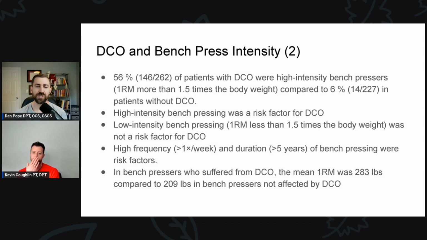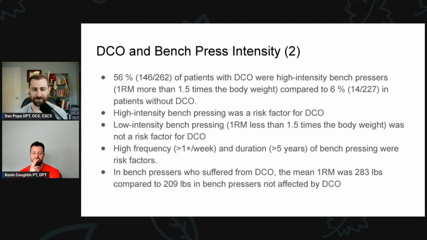So 56% of the patients in the study, there were 262 patients with DCO, were high intensity bench pressers. And they defined high intensity bench pressers as having your 1 rep max more than 1.5 times your body weight. So if you weigh 200, you're a beefy 200-pound male, and you can bench press 300 plus pounds, your likelihood of DCO went up a little bit. Pretty dang sad. Compared to only 6% in patients without DCO. So if you're not very good at bench press, good, less likely to get DCO.